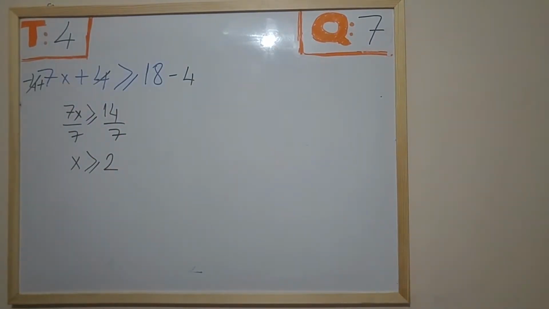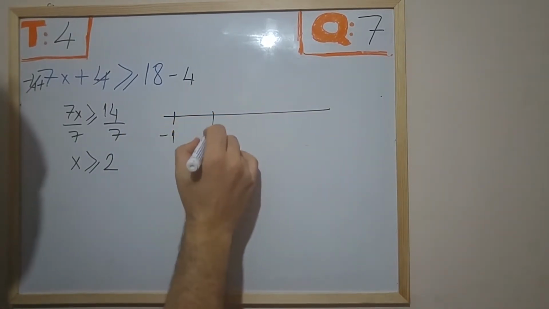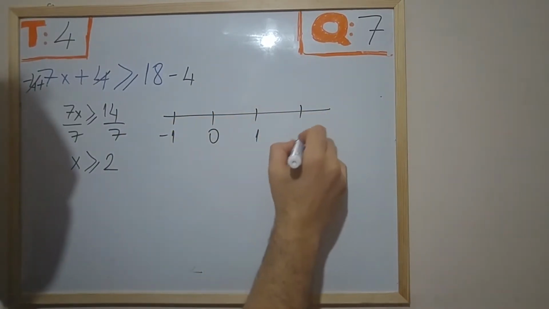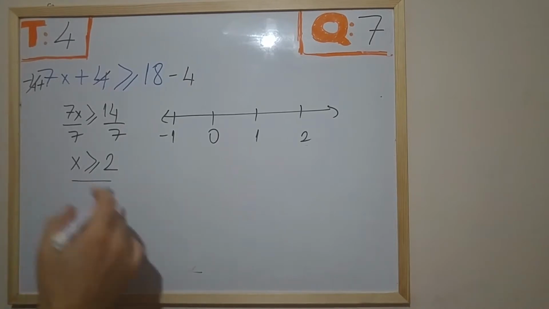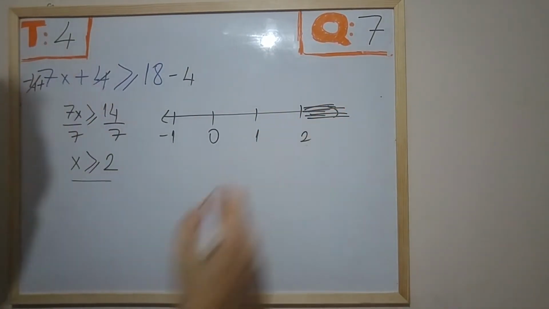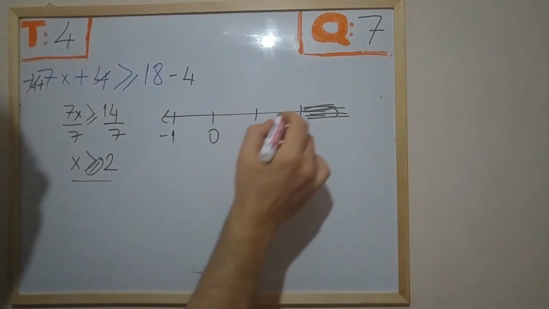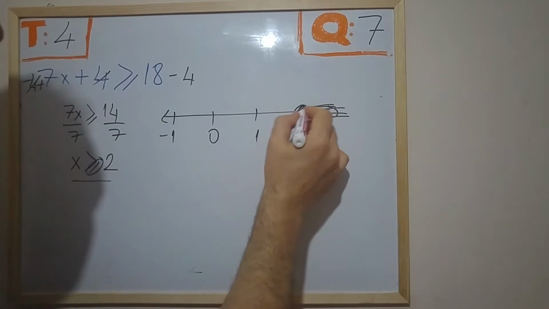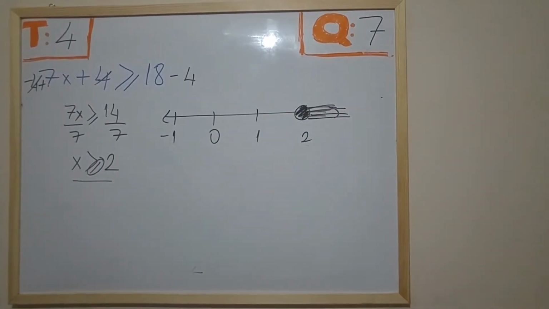Now let's show it on the number line. Minus 1, let's say 0, 1, 2, and since the answer is x is greater than or equal to 2, we have this part covered, and also we have that x is equal to 2, so the answer includes 2. This is the answer.